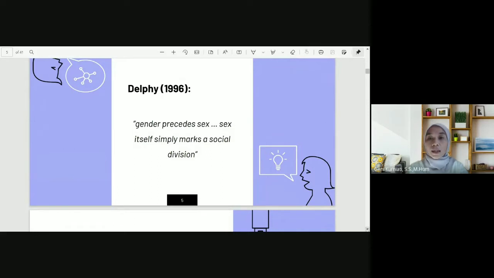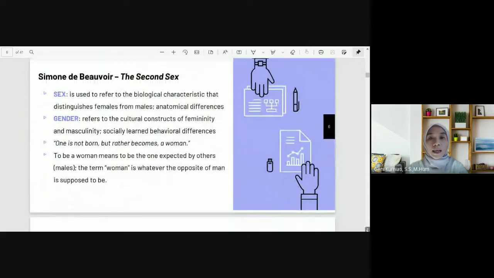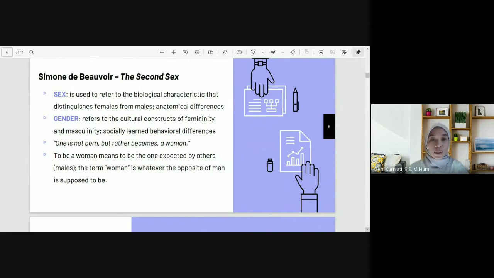Next, Simone de Beauvoir, in the book The Second Sex, divides these two terms clearly. First, sex. Sex is used to refer to biological characteristics that distinguish females from males. Here it's talking about anatomical differences, which we can also call biological differences. Being a female means you have a vagina, and being a male means you have a penis. That's what we refer to as anatomical or biological differences.